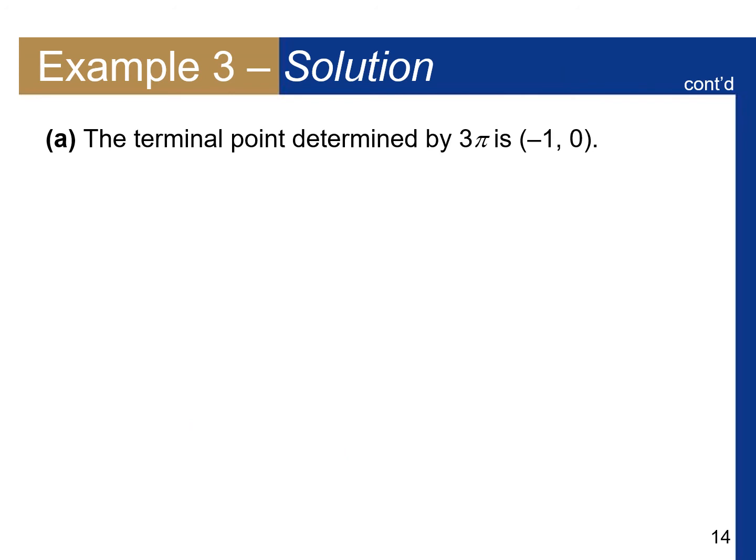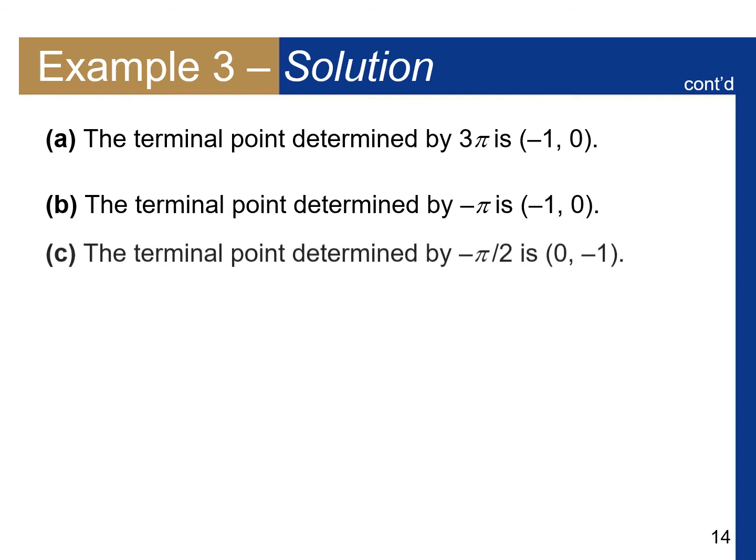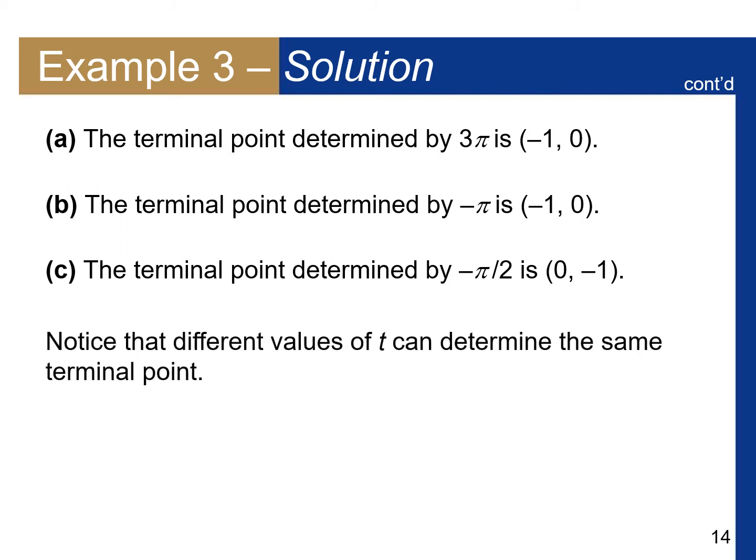Again, the terminal point determined by 3 pi is (-1, 0). The terminal point determined by -pi is (-1, 0). And the terminal point of -pi over 2 is (0, -1). Different values of t can determine the same terminal points because we're going in a circle.